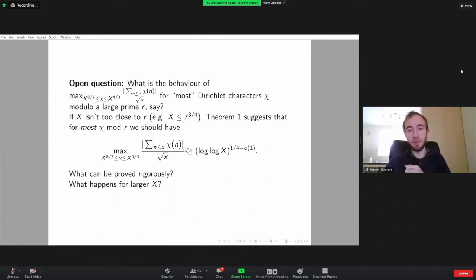Even proving something weaker than this would be interesting because, as I say, I don't think anything's really known about this problem. And also what happens for larger capital X. So when capital X starts to get closer to the conductor R, we know the answer must change. I won't go into that. Again, if people are interested, they can ask. So how does it change? What's the transition that happens when capital X gets larger and larger?